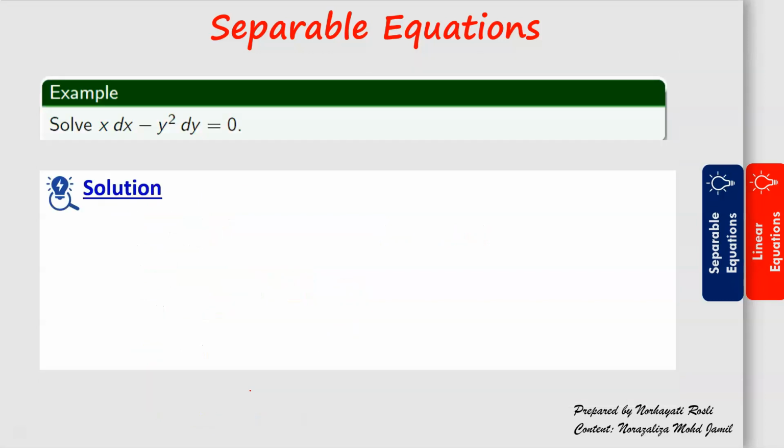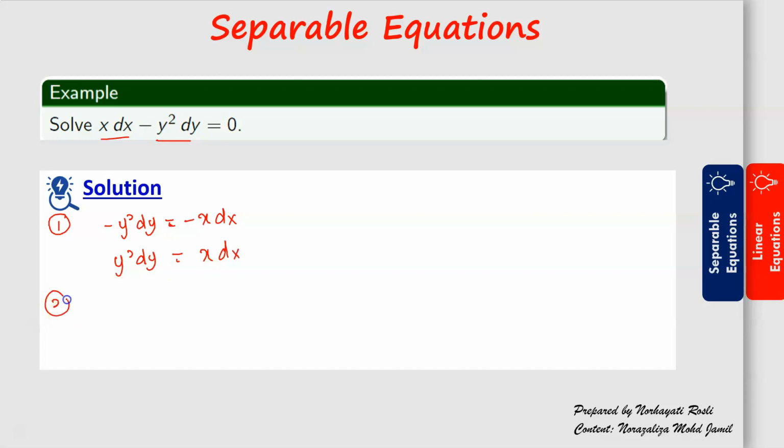Class, we go to this example. Now we want to solve x dx minus y squared dy equal to 0. In this case, let me check for the first step, step number 1, whether we can write this equation as a separable equation or not. If you see here, this one is already separated. So I have negative y squared dy equal to negative x dx. Means that I can write y squared dy equal to x dx.